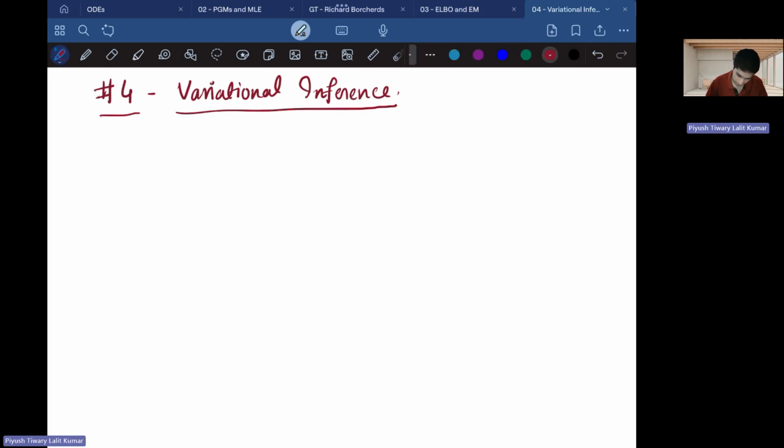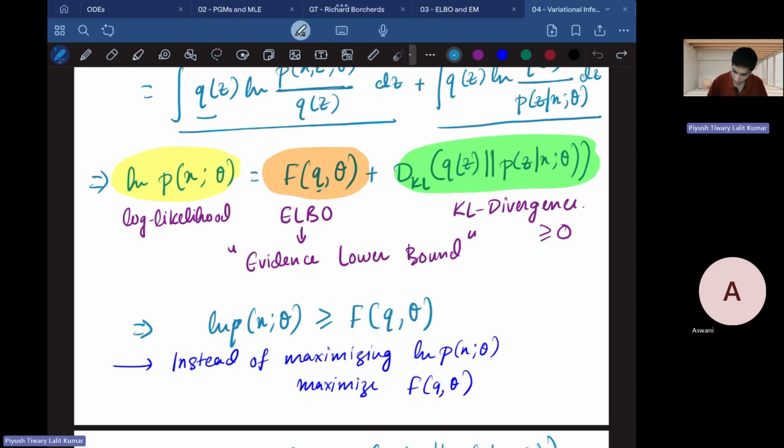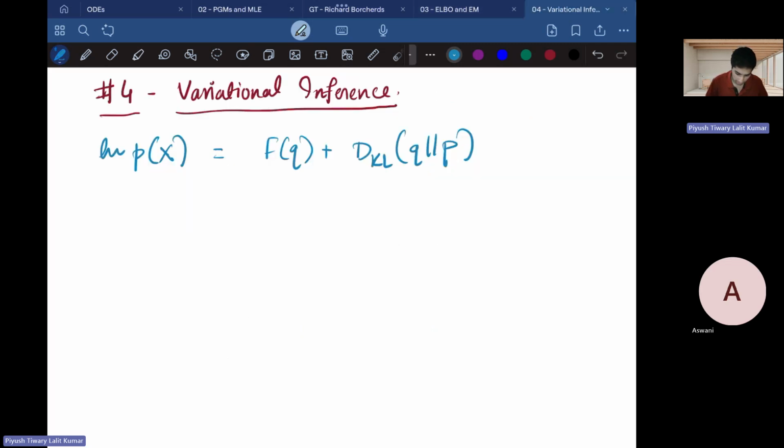So the main result is this thing: ln p(x) is nothing but your ELBO plus a KL divergence, D_KL between q and p. This is what we proved last time. This F function is your ELBO, this is your KL divergence term, and this is your log likelihood. Nothing fancy, simple thing.